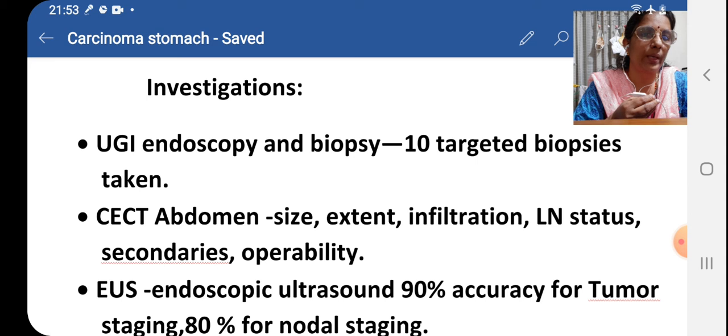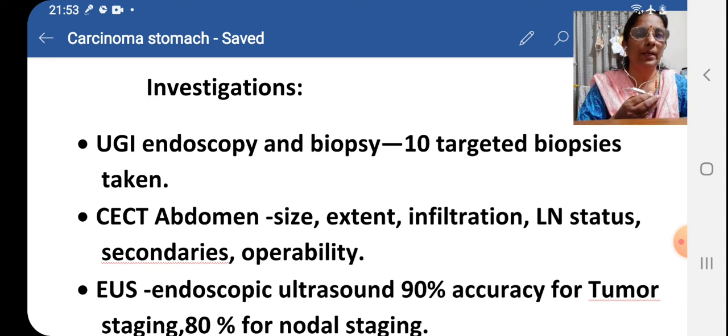EUS is an endoscopic ultrasound. While doing an upper GI endoscopy itself, if they find a lesion in the stomach, at that time they can do an endoscopic ultrasound. In endoscopic ultrasound, there is 90% accuracy for tumor staging and 80% accuracy for nodal staging. The endoscope is passed through the esophagus into the stomach, and you do an ultrasound so that you can see all layers of the stomach.